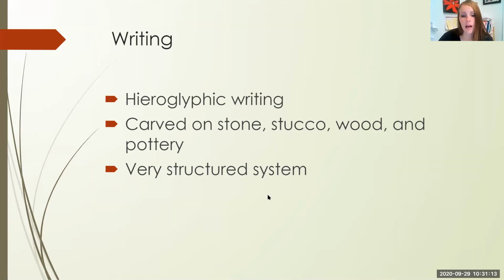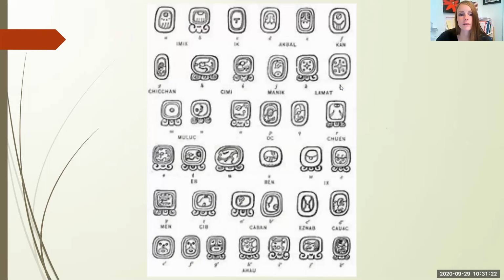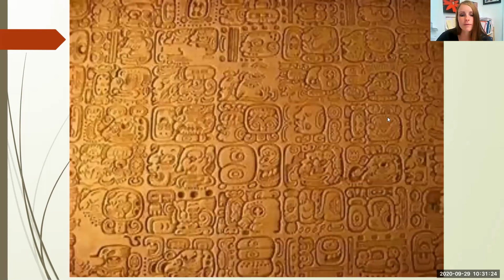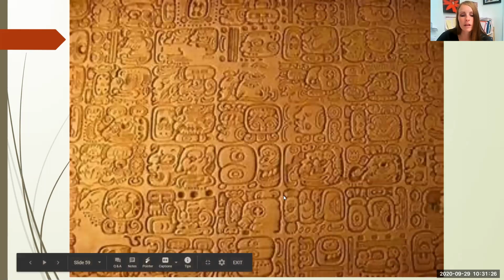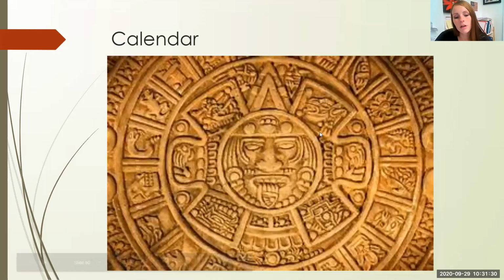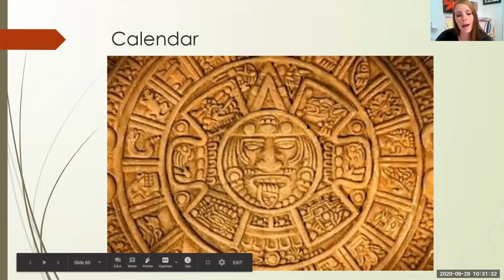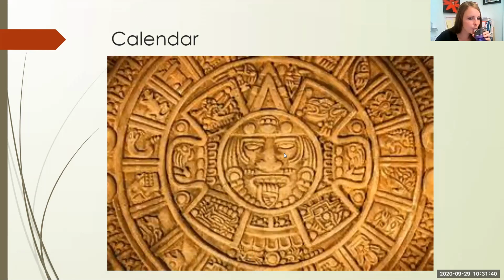And again, just like other things, stone, clay, stucco, wood, just carve on anything that you can carve on. Here's an actual tablet of their hieroglyphic writing. Here's their calendar. That's another invention you could talk about. The Mayans were the ones who invented the calendar. So we use that, 12 months of the year. Mayans were the ones who gave us the calendar.